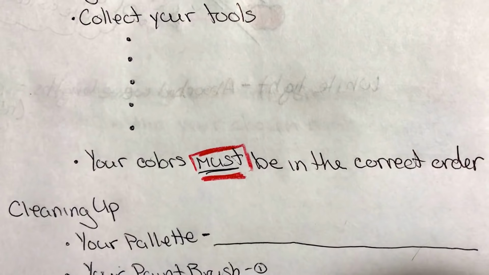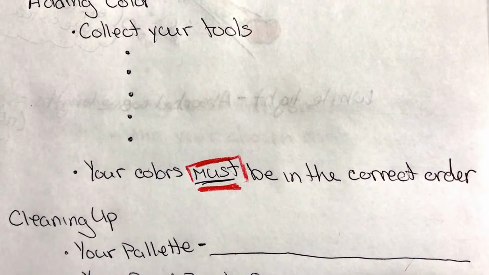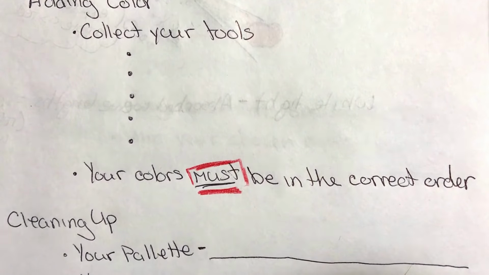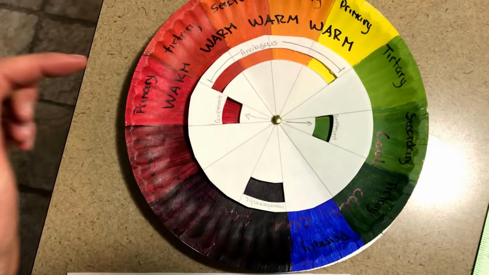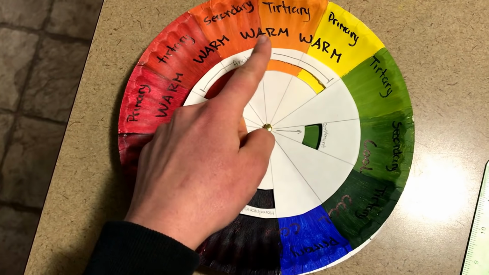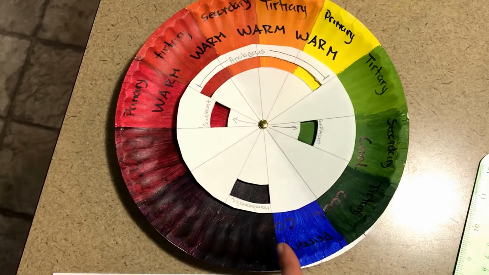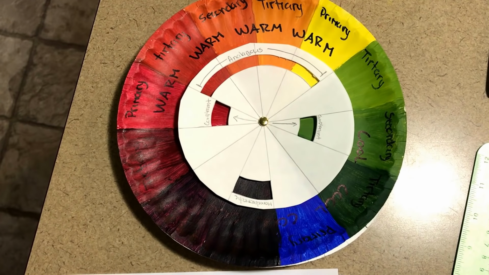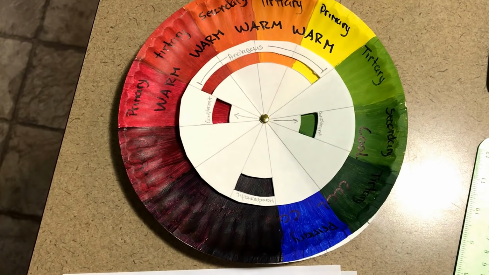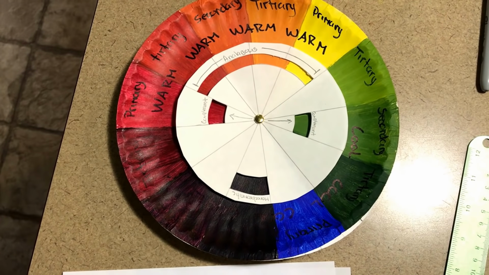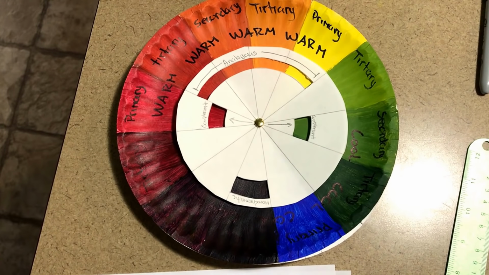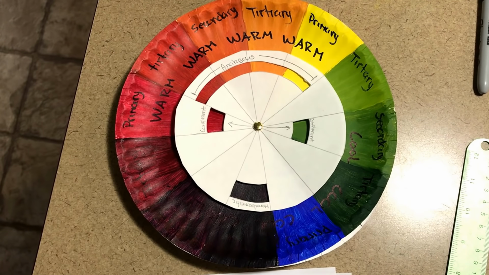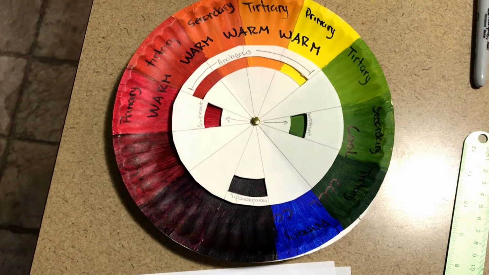Your colors must be in the correct order. This is literally the only thing that you can get wrong in art. There is a right answer. Red, orange, yellow, green, blue, purple. If you do not get your colors in the correct order, you will have to wait for your paint to dry and paint over them. This is very important because this is a functional tool that we will be using throughout this class to choose color families and see what they look like together.